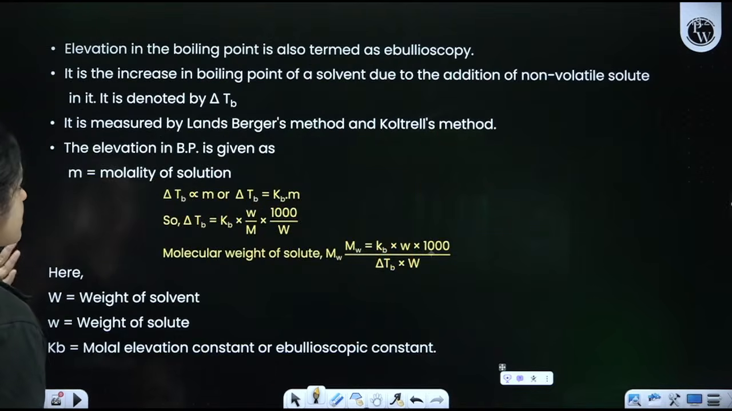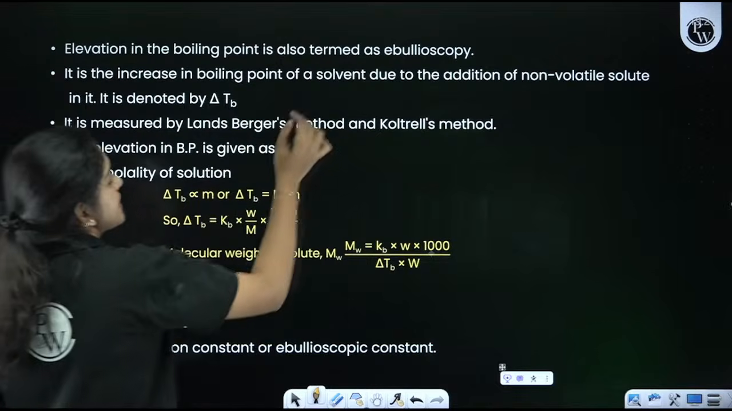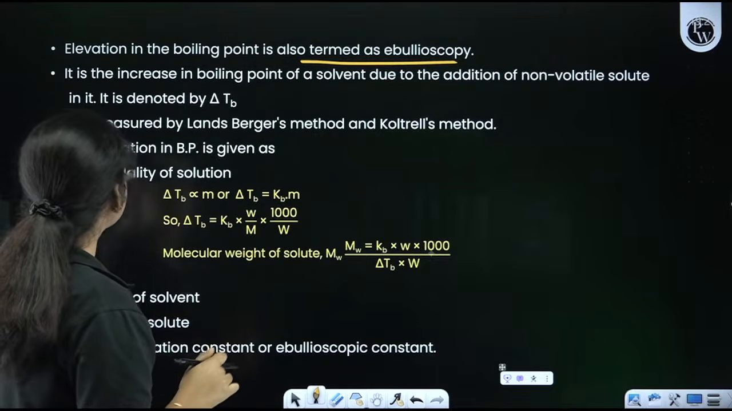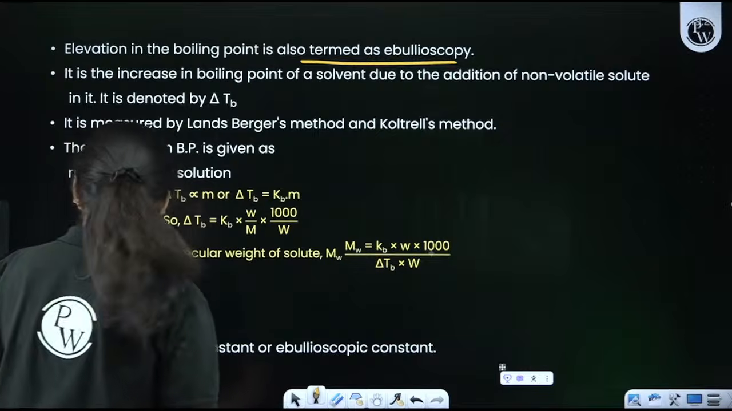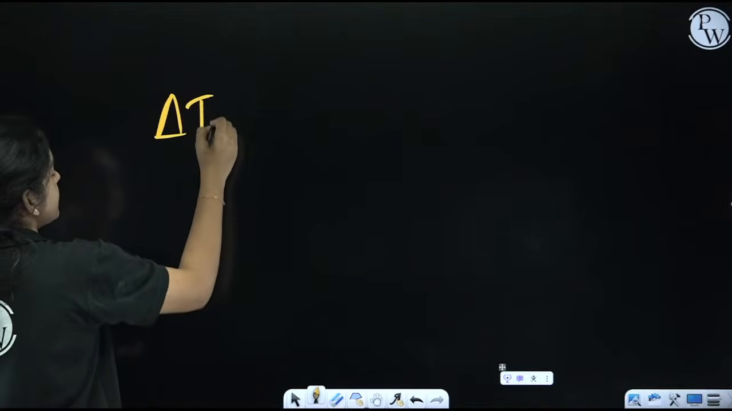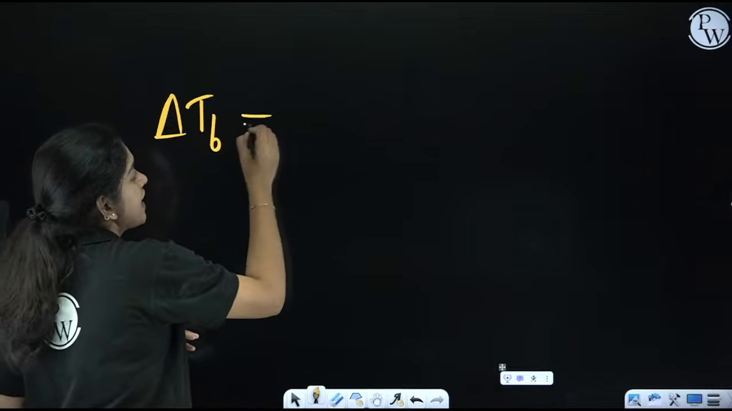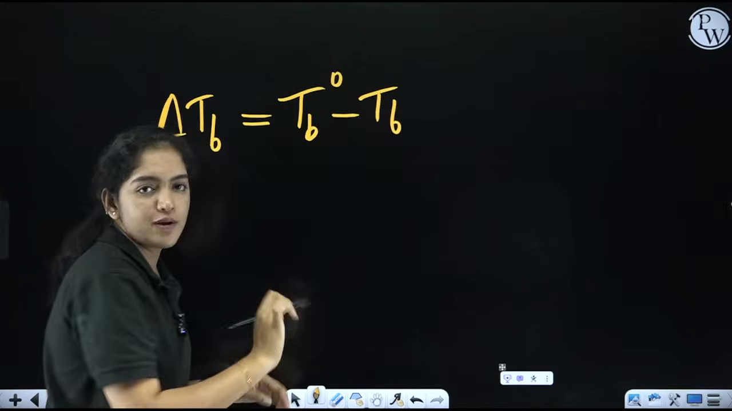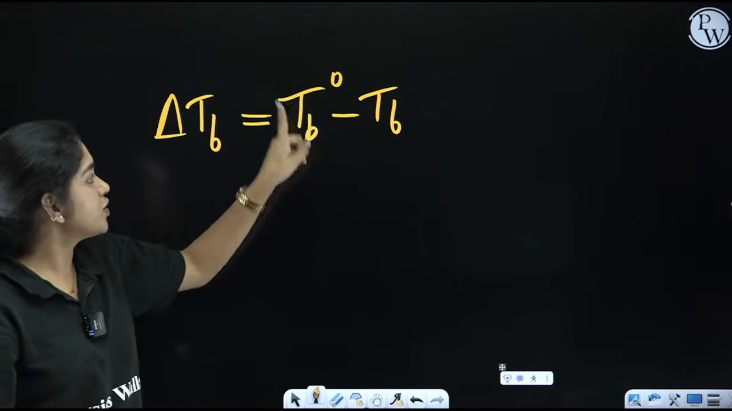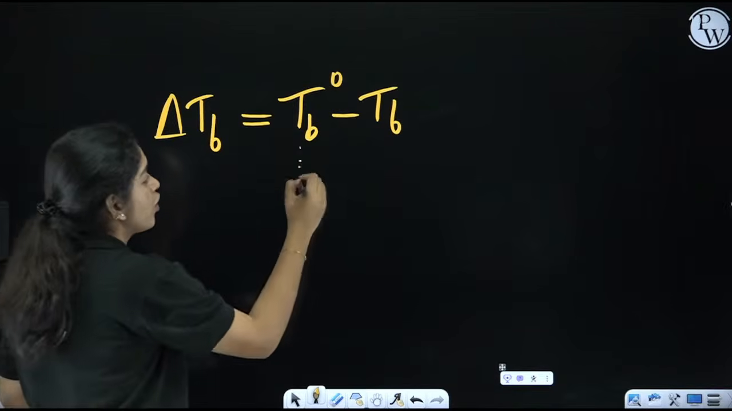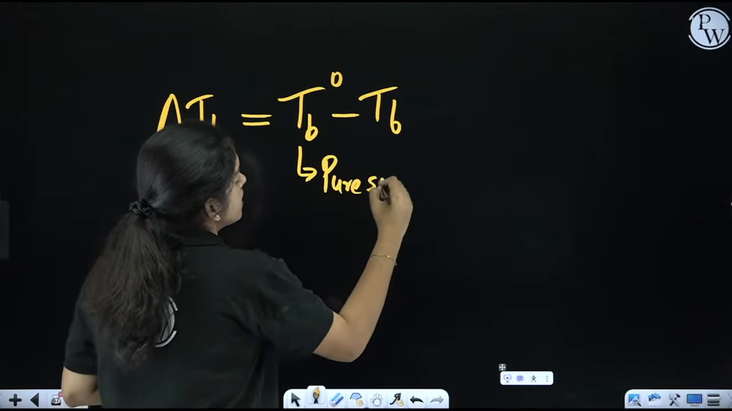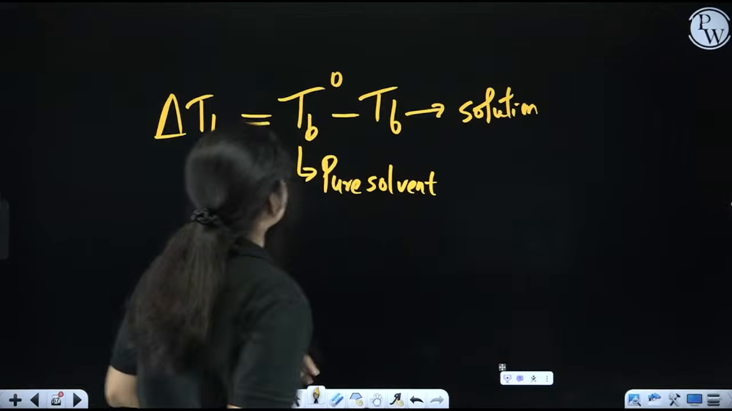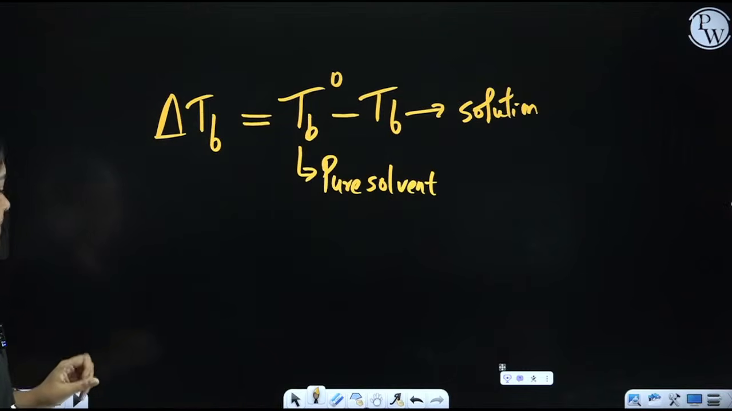So, we can write the equation. The elevation in the boiling point is also termed as ebullioscopy, and we will learn the ebullioscopic constant. Before that, it is denoted by delta TB. Delta TB is the difference in the boiling point. The pure solvent has the high boiling point, so we mark TB 0 minus TB. TB 0 is for the pure solvent, TB is for the solution. Solution has less boiling point. So delta TB equal to TB 0 minus TB.